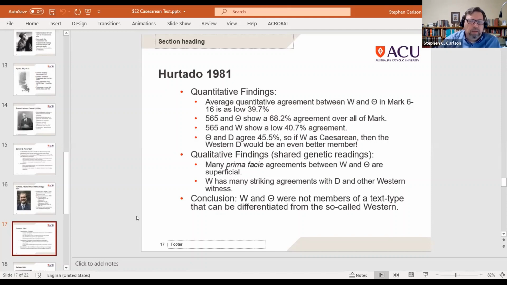And he thought that many of the agreements between W and theta were superficial as far as he was concerned. They look like easy scribal mistakes that they could do coincidentally. And he found out that W has many striking agreements with D and other Western witnesses. And so his main conclusion was that W and Theta were not members of a text type that can be differentiated from the so-called Western.